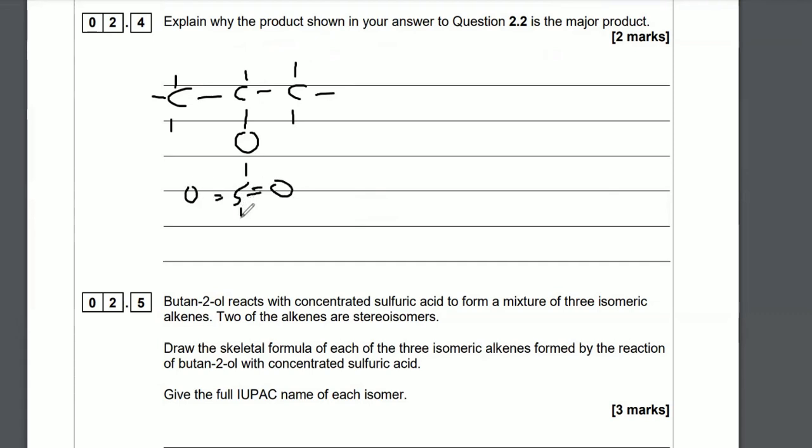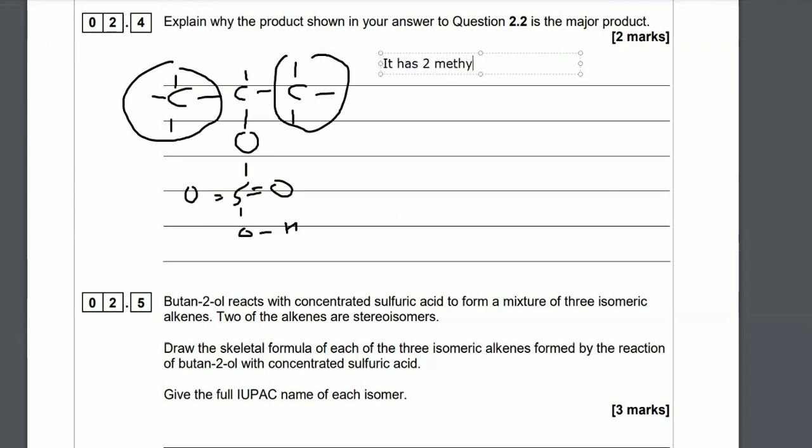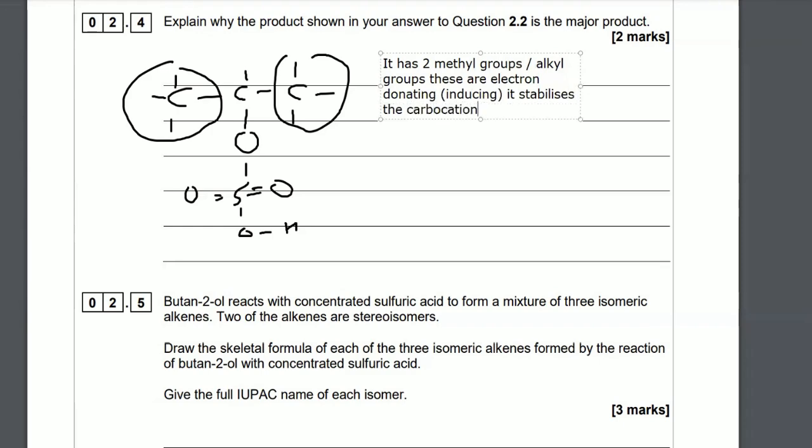Of course, the carbocation had the positive charge on the middle carbon. That enabled it to have, I'm circling them here, two methyl groups. Both those methyl groups are electron donating, or they have an inductive effect. They push their electrons onto the positive carbon atom that this oxygen is joined to, and they stabilize the carbocation. It means the carbocation intermediate is more likely to form, meaning that this is the major option.